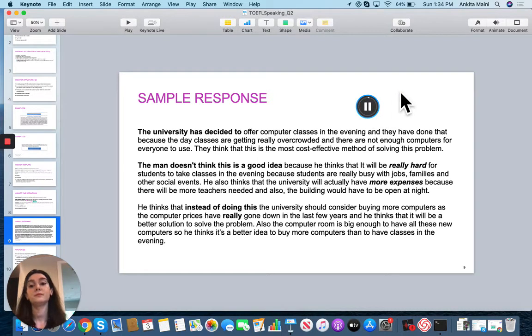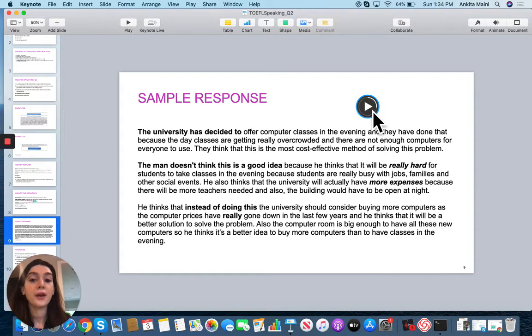The university has decided to offer computer classes in the evening, and they have done that because the day classes are getting really overcrowded and there are not enough computers for everyone to use. They think that this is the most cost-effective method of solving this problem.